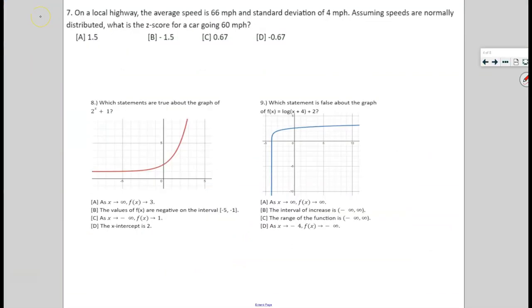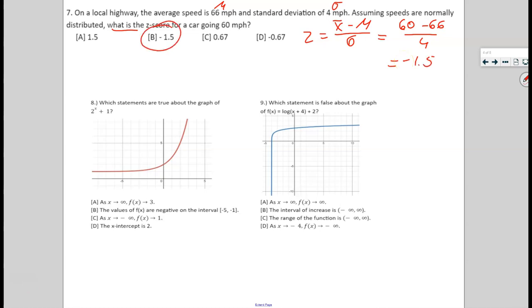All right, question 7. On the local highway, the average speed is 66 miles an hour. That's your mean, and the standard deviation is 4. Assuming speed is normally distributed, what is the z-score for a car going 60 miles an hour? Remember, z-score is your amount minus your mean, divided by standard deviation. So 60 minus 66 divided by 4 will get you negative 1.5. So it's answer B.